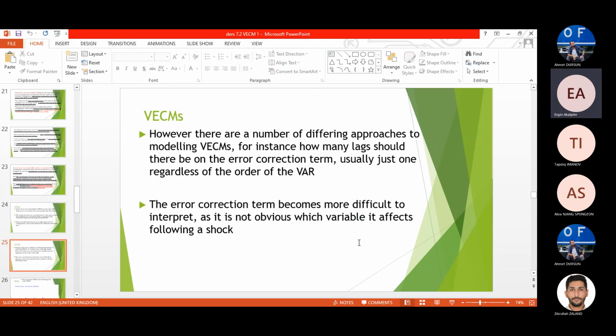However, there are a number of differing approaches to modeling vector error correction models. For instance, how many lags should there be on the error correction term? Usually just one, regardless of the order of the VAR, and the error correction term becomes more difficult to interpret as it is not obvious which variables it affects following a shock.